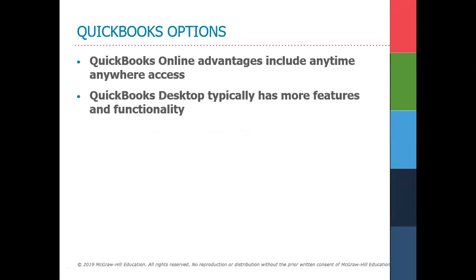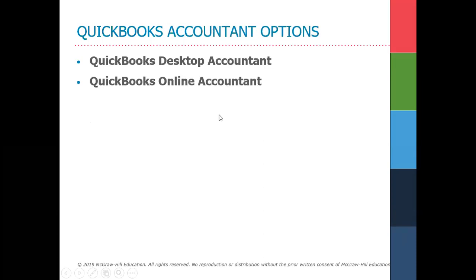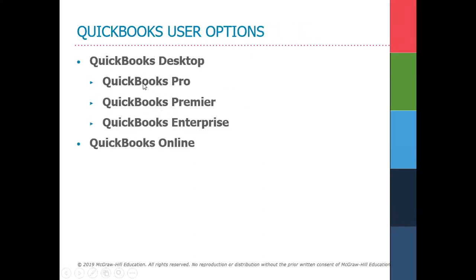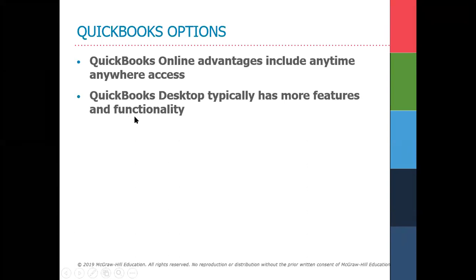The advantage of QuickBooks Online, of course, is that anytime, anywhere, you can have access from any computer. QuickBooks Desktop typically has more features and more functionality. So if you have a very complex payroll and you cannot export it, really bring it in, it's better. So you're really going to choose which one has more functionality, and you would say QuickBooks Desktop.